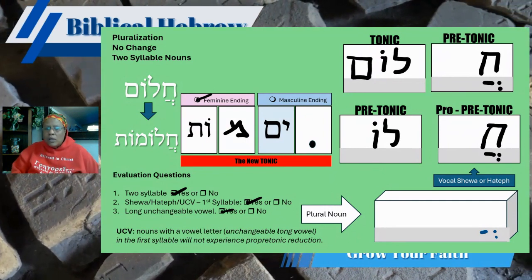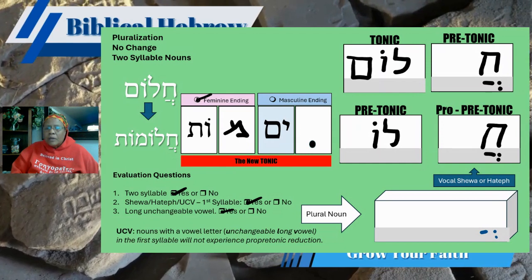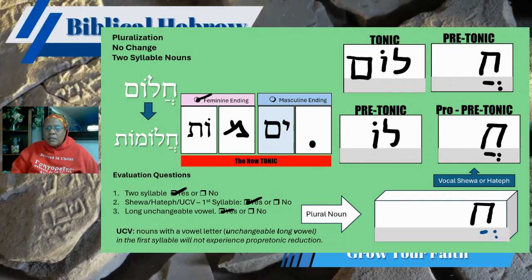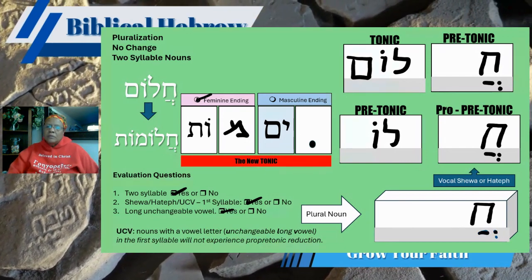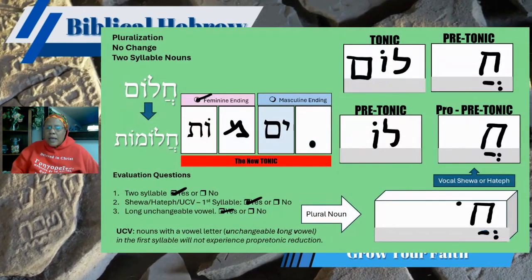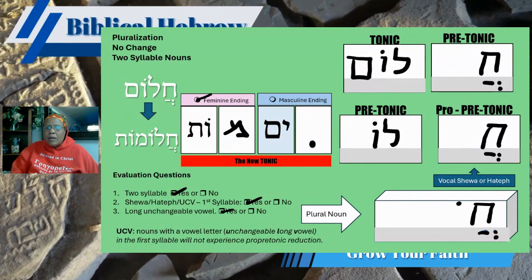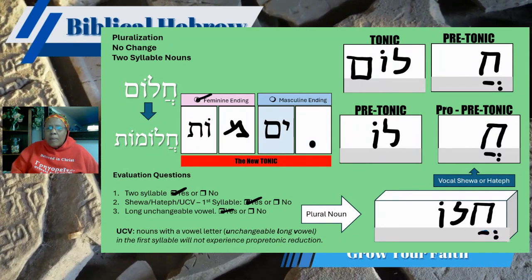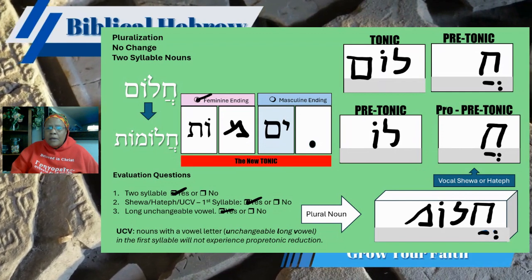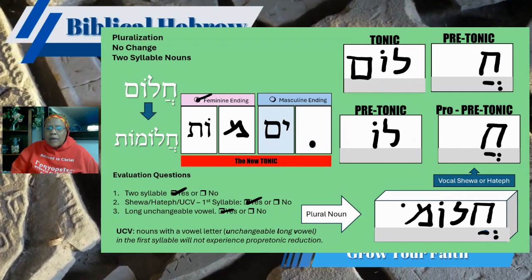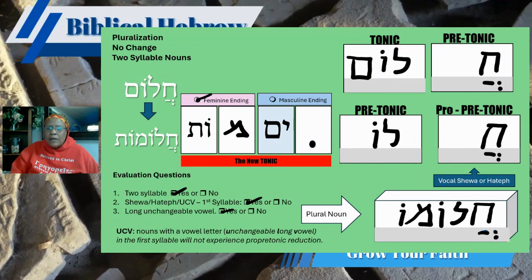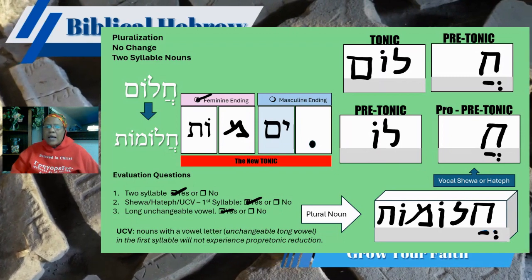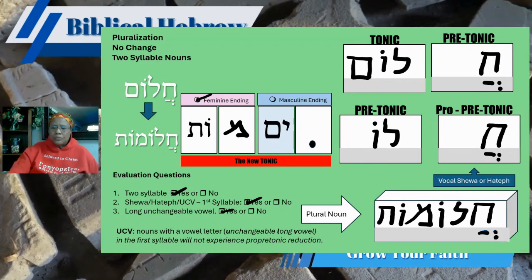Okay, so here we go. We write down our chet with its hatef patach, followed by our lamed and sheva vav, followed by our mem, followed by its vowel, and final letter tav. And so when we pronounce this, it's halomot, halomot.